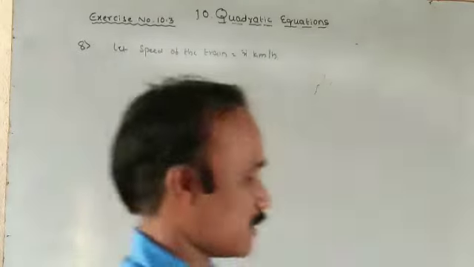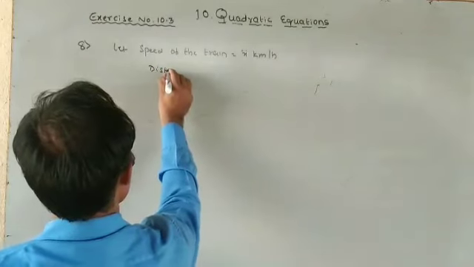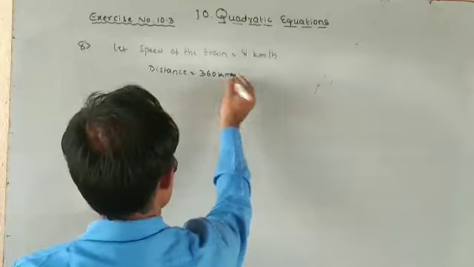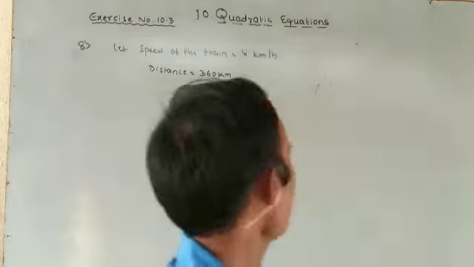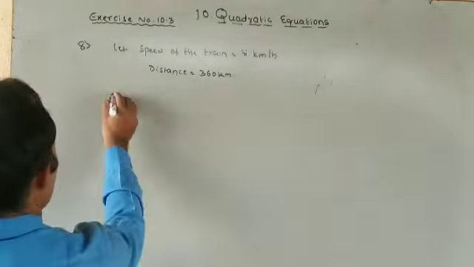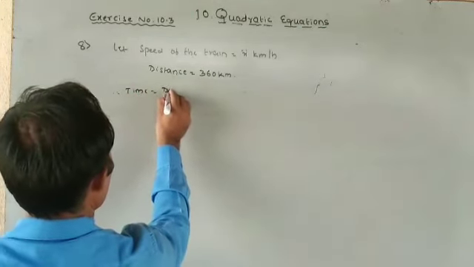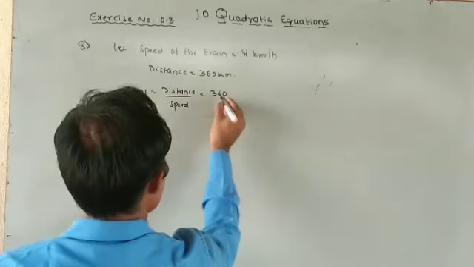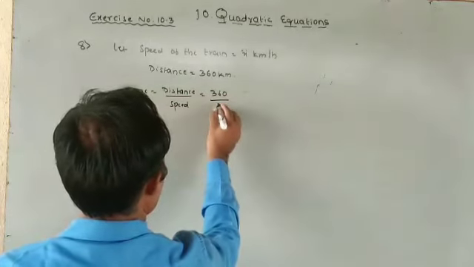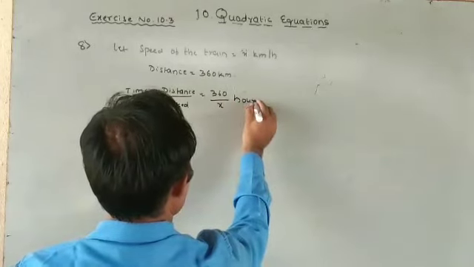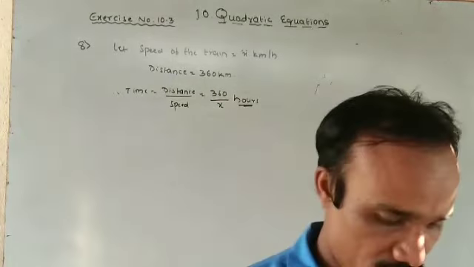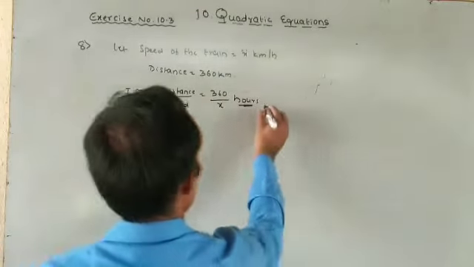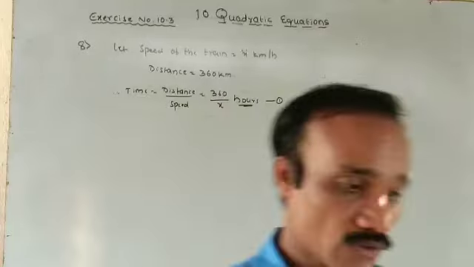Yes, note down one by one. Let the speed of the train be x kilometer per hour. Okay? Next, the distance they give. What is the distance given? That is 360 kilometer.